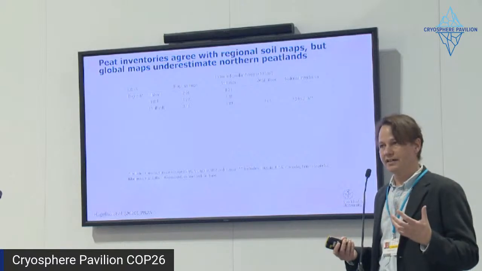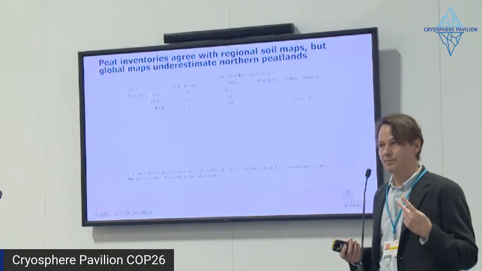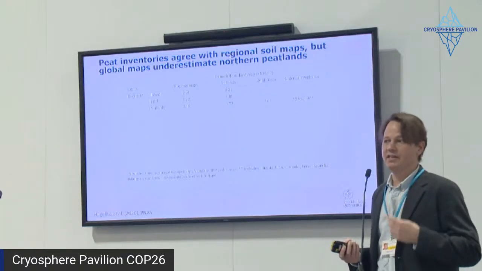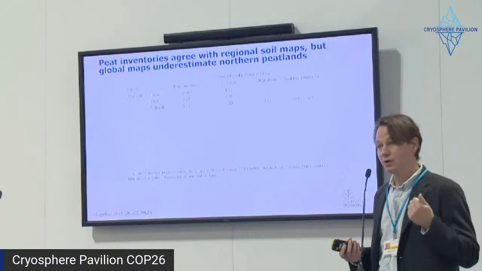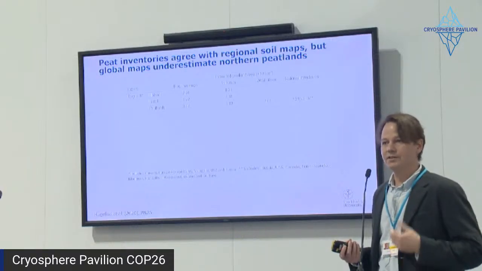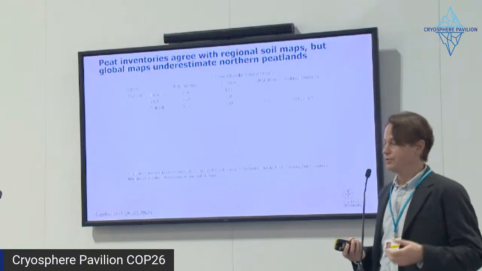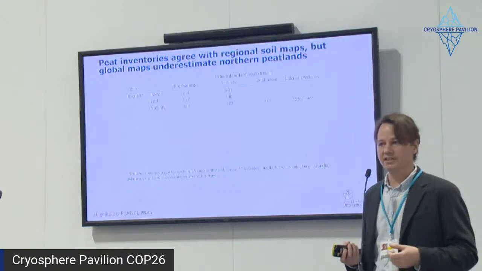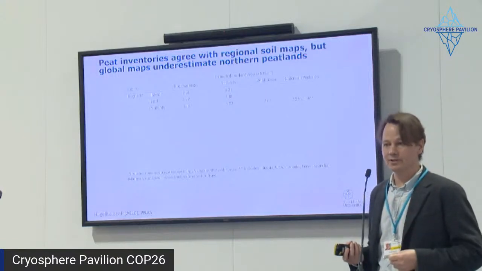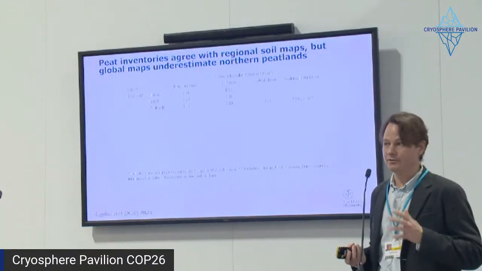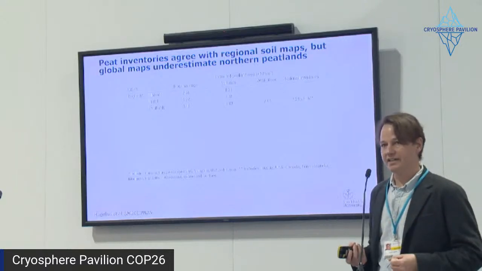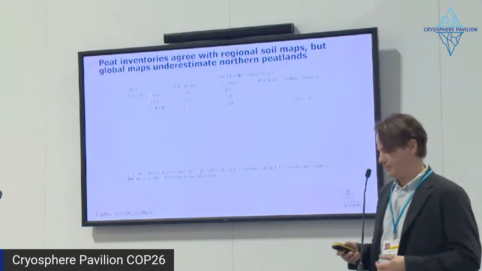But what we do find is that the two existing global maps of peatlands underestimate the coverage of northern peatlands by 1 million square kilometers. So the peat map, which is quite often used, and the global database called WISE 30 seconds, they miss 1 million square kilometers of northern peatlands. So that is really crucial to be aware of if you want to use the global map for any type of scaling.